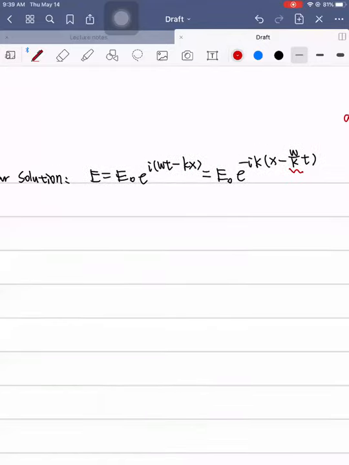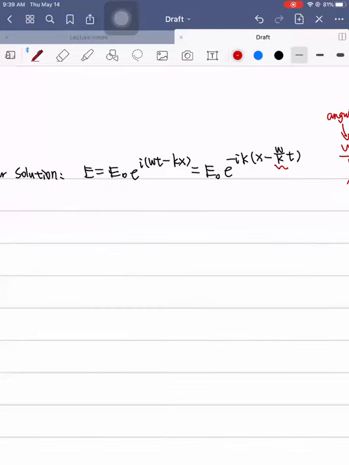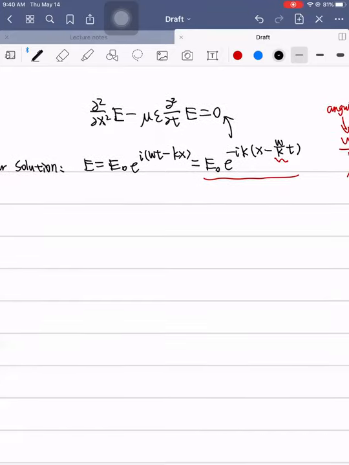So if our particular solution can be written in this form, we can substitute it back into our wave equation. Oh, first let me rewrite the 1D wave equation first. Then we put this into the wave equation. We can get the form like this.